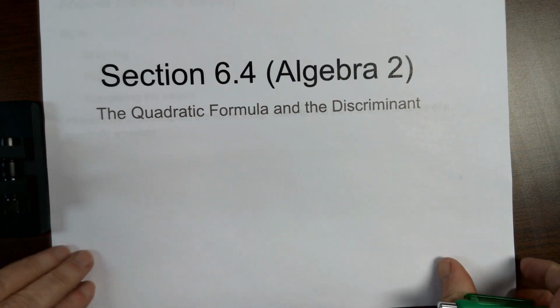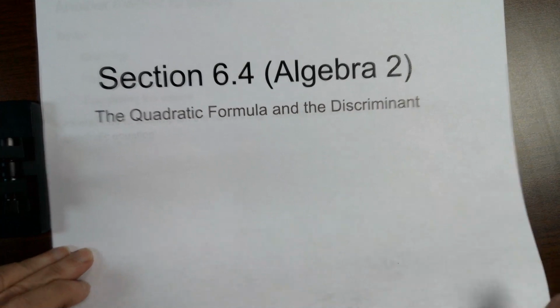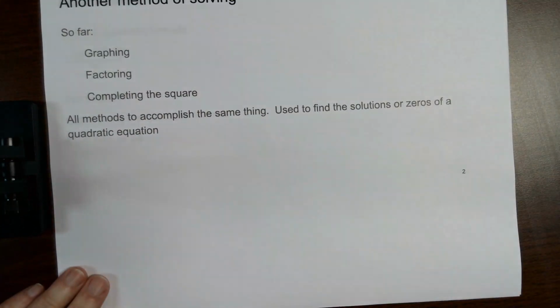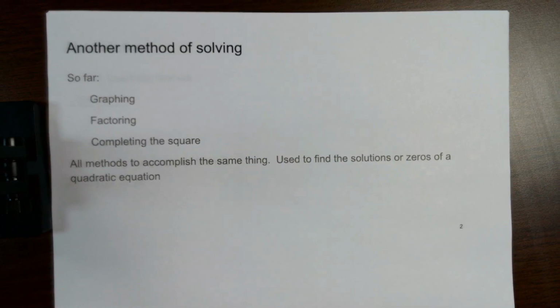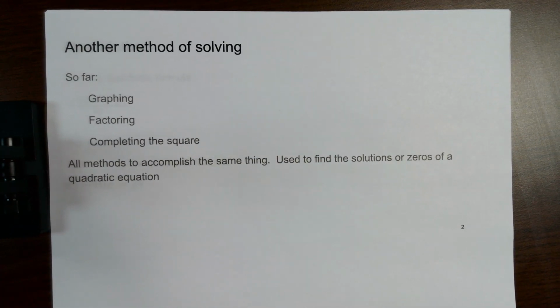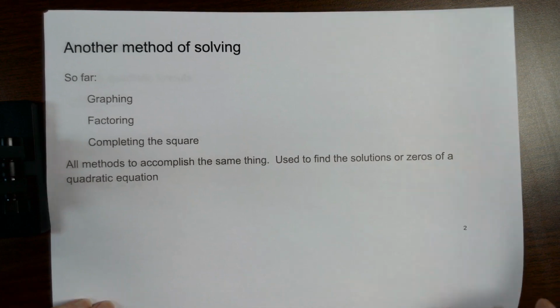Section 6.4 is on the quadratic formula and the discriminant. The quadratic formula is really just another method of solving a quadratic equation. So far we've talked about graphing, factoring, and completing the square. They're all methods to accomplish the same thing. They're used to find the solution or roots of a quadratic equation.